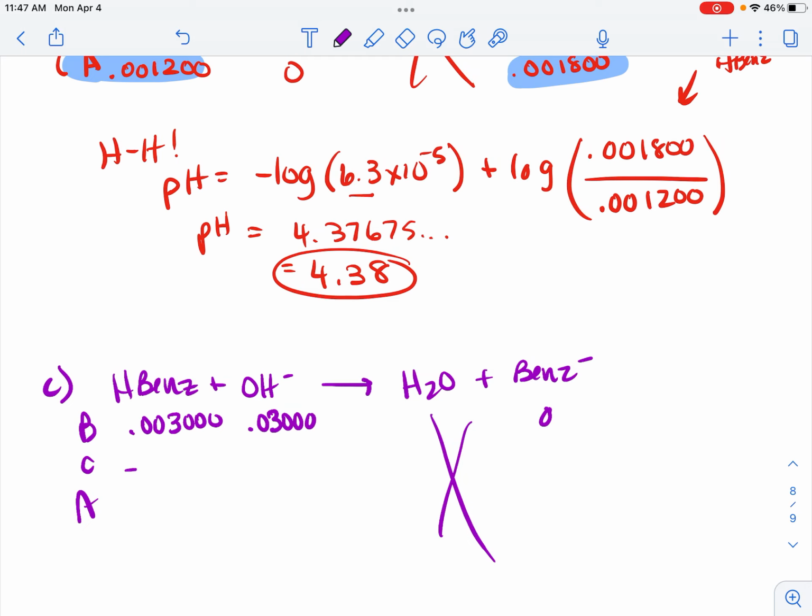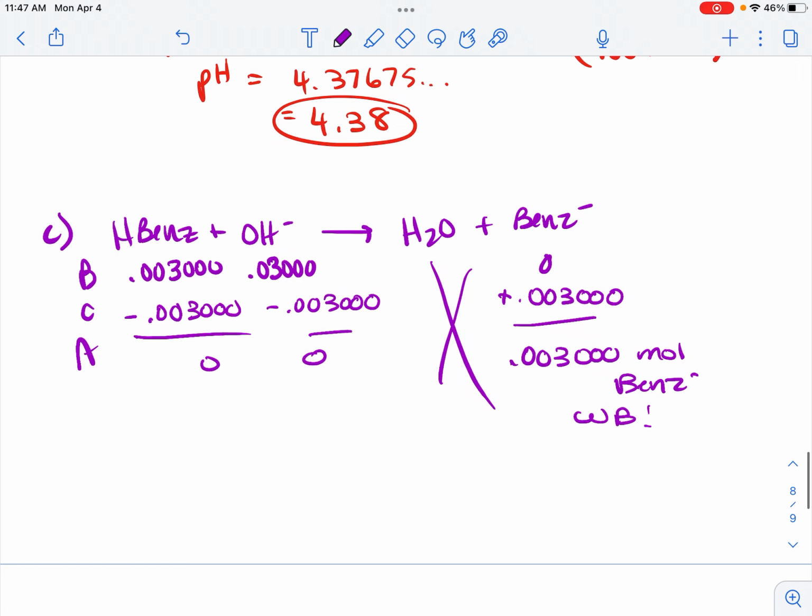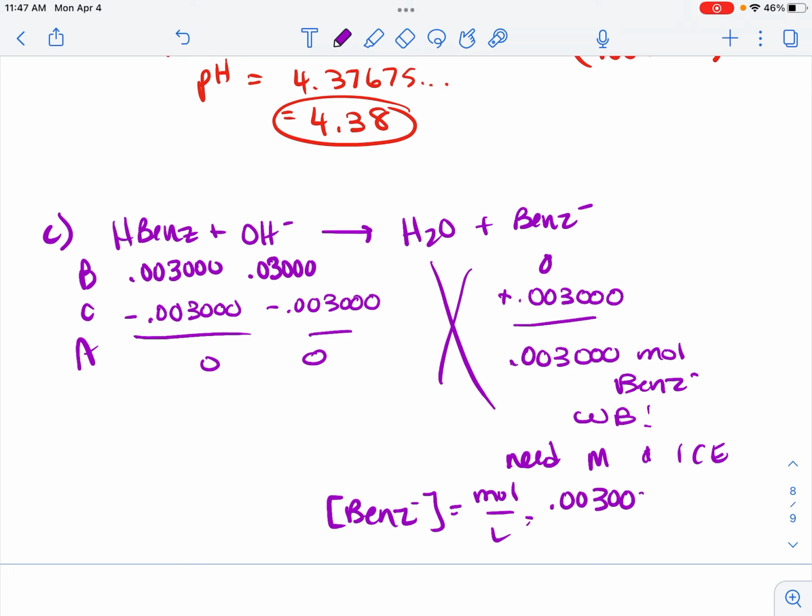Now notice they're both limiting, so minus 0.003000 minus 0.00300 plus 0.00300. These are both 0, and what I have is 0.00300 moles of Benz minus, which is a weak base. So this means I need molarity and ICE. So I have to take the concentration of Benz minus, which is going to be moles per liter. So this would be moles of 0.00300 moles left. That was what was left here, right? Divided by the new volume.